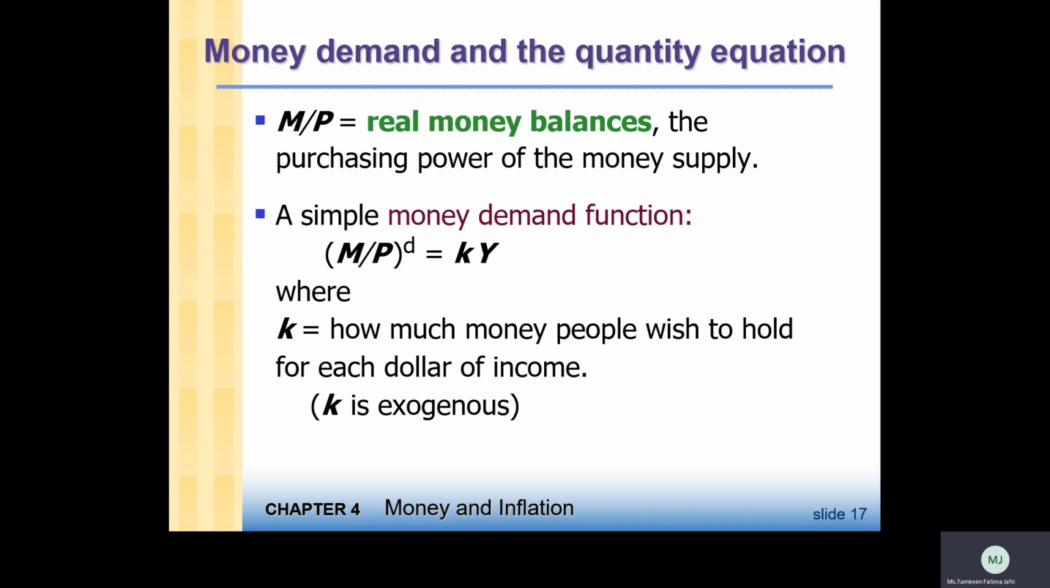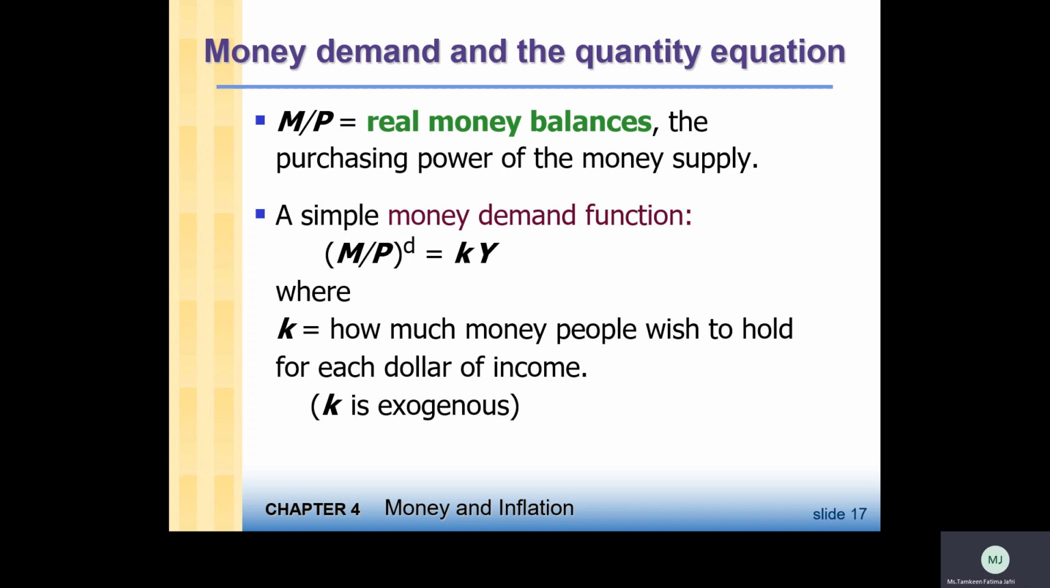So if K is high, that means that as income increases, people want to hold more money. If K is small, that means as income increases, people are going to demand more money, but the magnitude of that increase is going to be small. So this is a simple demand function where money demand is solely a function of Y.